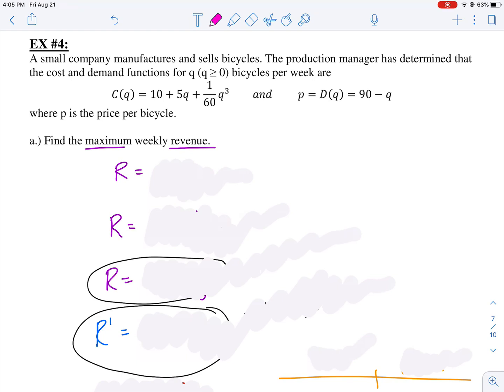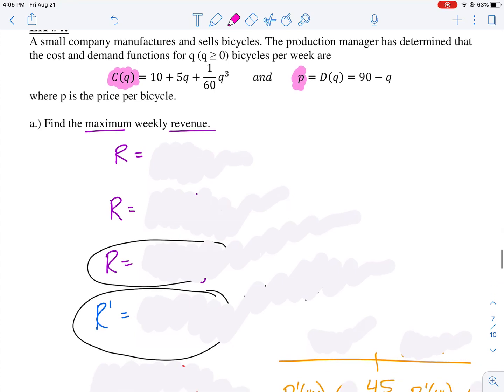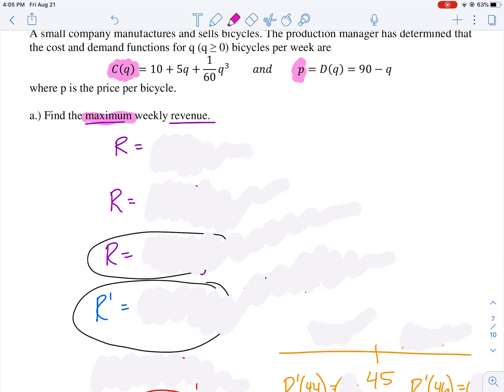If you look at example number 4, it says a small company manufactures and sells bicycles. The production manager has determined that the cost and demand functions for Q, as long as Q is greater than or equal to 0 bikes per week, is given by these functions, where P is the price per bicycle. So we have the price per bicycle here, and we have the cost depending on how many bicycles we're selling. All right, the first part of this question asks us to find the maximum revenue.